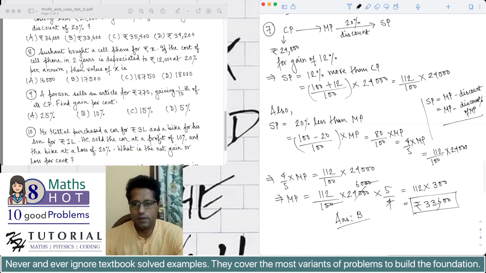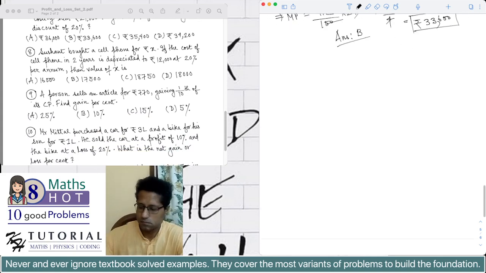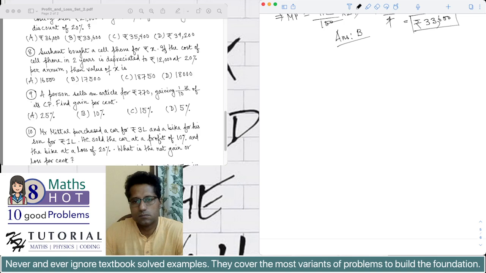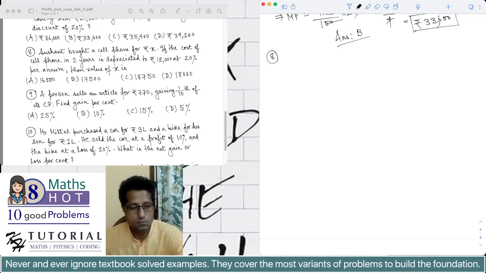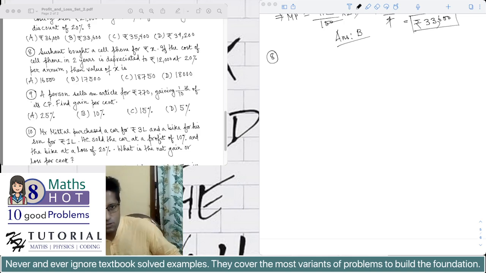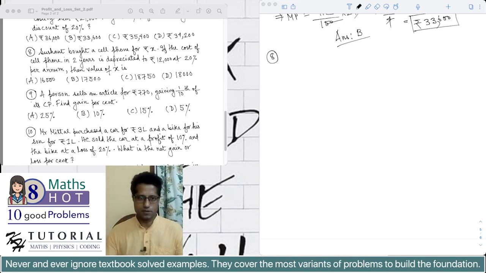Let's do problem number 8. Sushant bought a cell phone for rupees X. If the cost of the cell phone in 2 years is depreciated to rupees 12,000 at 20% per annum, then the value of X is. If the cost of the cell phone in 2 years is depreciated to, that is the final price after 2 years, became rupees 12,000.